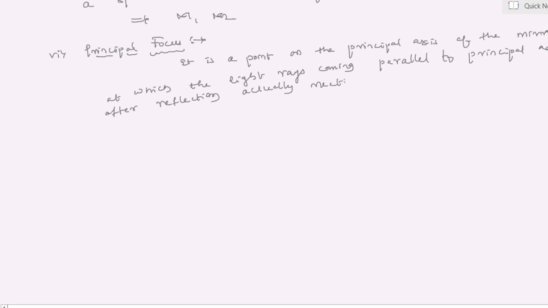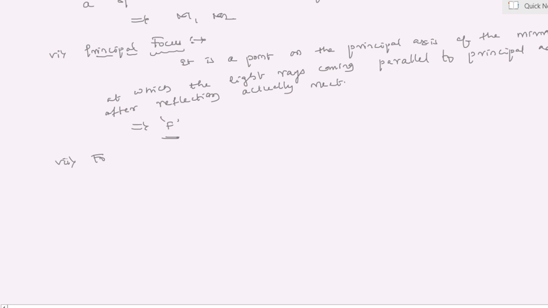Yes, my dear students, it is represented by a capital letter F. F means principal focus. For a concave mirror the focus is in front of the mirror, while for a convex mirror the focus is behind the mirror. What happens in a concave mirror? It is in front of the mirror. In a convex mirror the focus is behind the mirror.